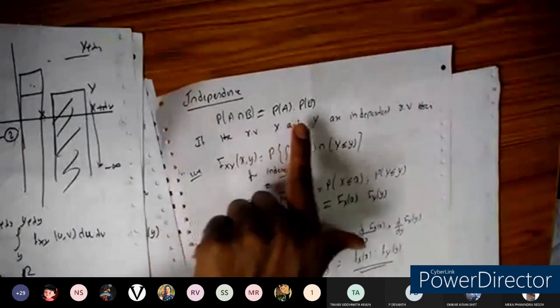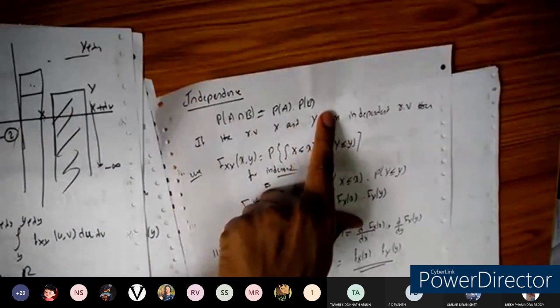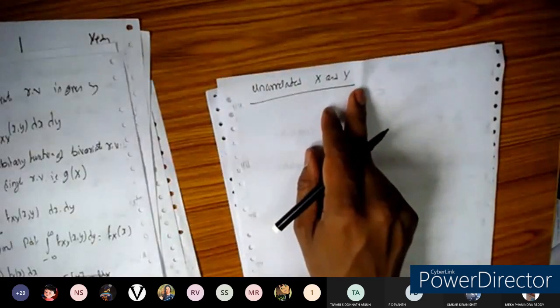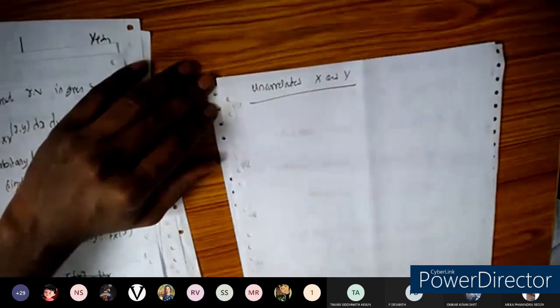The probability of A intersection B will be equal to the probability of A times the probability of B. That one you are going to call uncorrelated. The same concept is applicable here, so you can say it here.